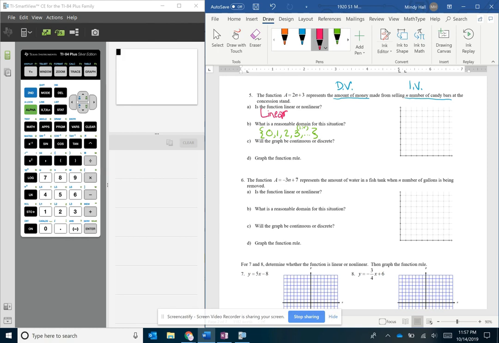So then we kind of answer part C with our domain question. Because my domain can't have any fractions or decimals, this is going to be a discrete graph. So remember, discrete is dots when we draw it. So then we need to actually graph the function rule. So first we need to label our axes. We have number of candy bars sold. And then we have money made on the y-axis.